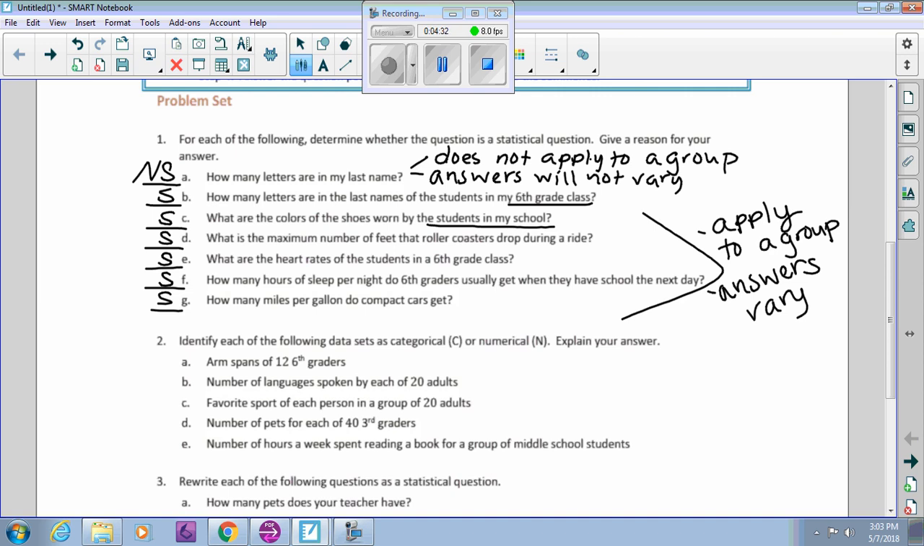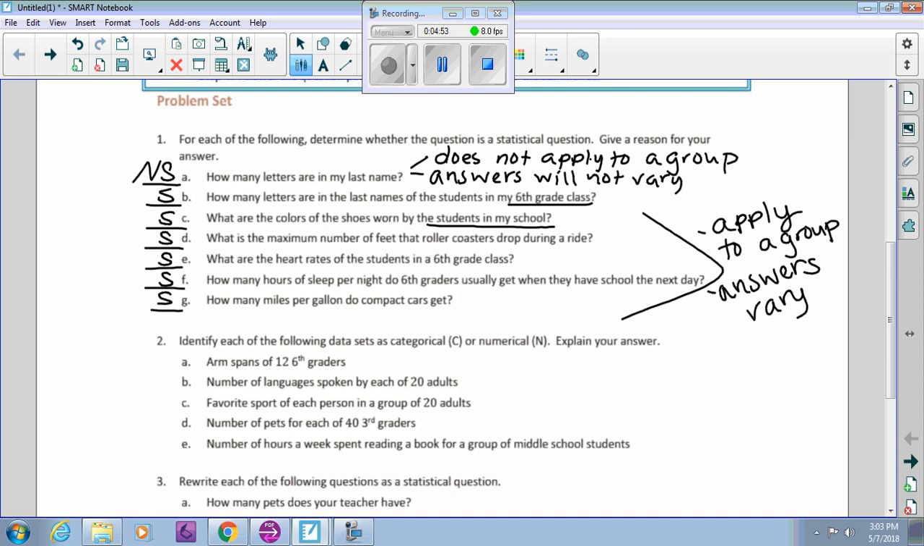D, what is the maximum number of feet that roller coasters drop during a ride? So if you're collecting data from a bunch of roller coasters, that is definitely statistical. And again, some little roller coasters aren't going to drop that much, and then you have the really exciting ones that drop a lot.